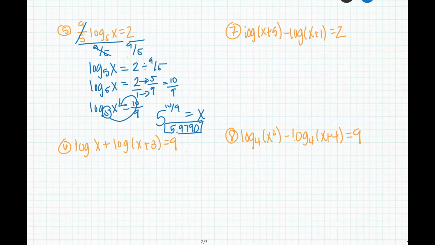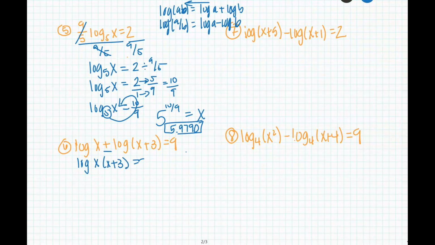So what we need to remember for these is our log properties. Remember that if you have log of A times B, that could be expanded to log of A plus log of B, or back and forth. And then if you had log of A over B, that would be log of A minus log of B. Using those properties, I'm going to use that top one, and I'm going to go this direction. So I'm going to condense it. And so this would be log of x times x plus 3 equal to 9.